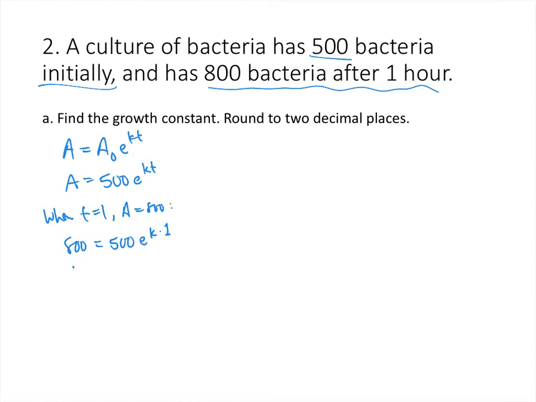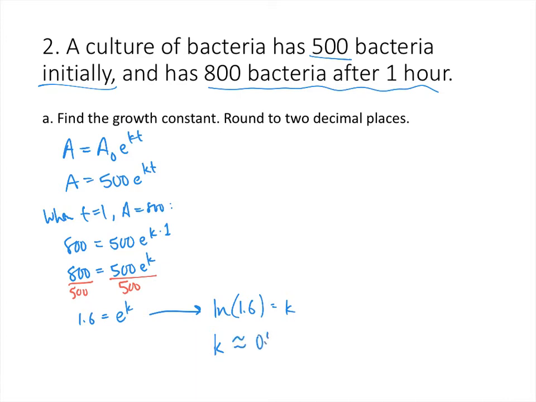That looks like 800 equals 500 times e to the k. Divide both sides by 500. That gives 1.6 on the left and e to the k on the right. Rewriting that equation in log form gives us ln of 1.6 equals k. We want to round this to 2 decimal places, so we put this on our calculator, and we get that k is approximately 0.470003, which rounds to 0.47.